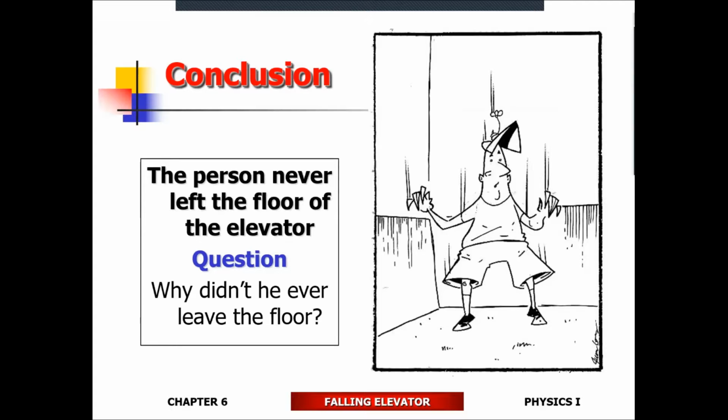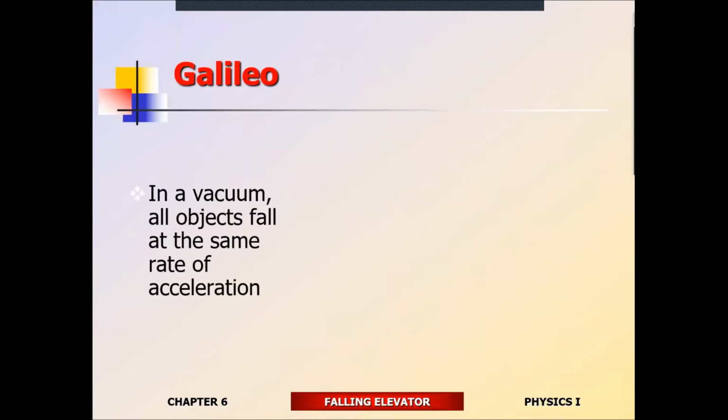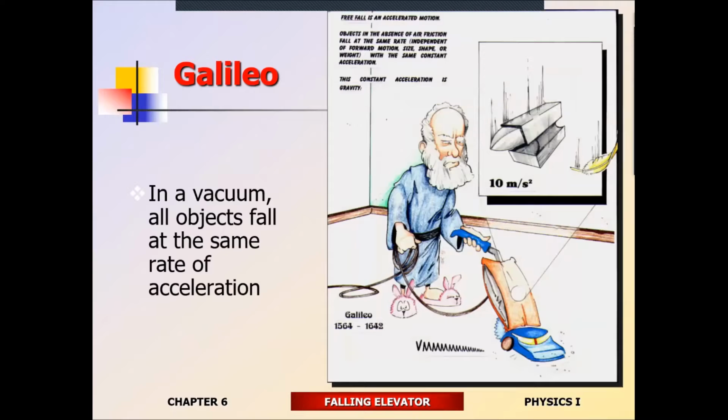The reason why the person never gets to leave the floor is because of free fall. Something Galileo came up with roughly about 400 years ago. Free fall is the motion under the influence of gravity and gravity only. In free fall, everything is going to fall at the same rate. Which means that the elevator and the person inside will be falling at the same rate.